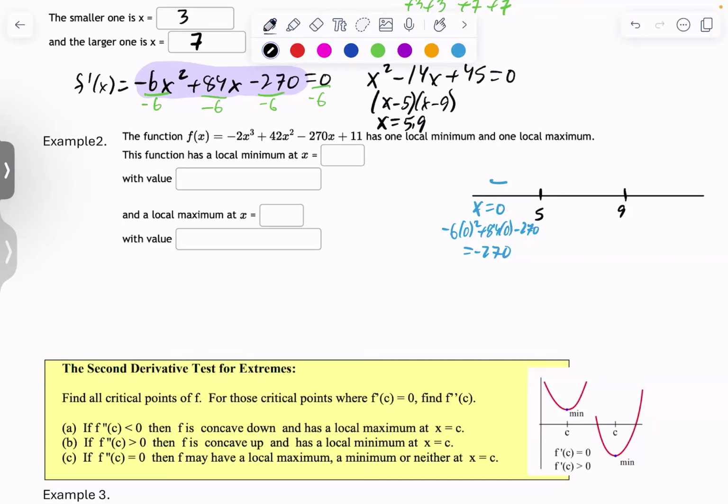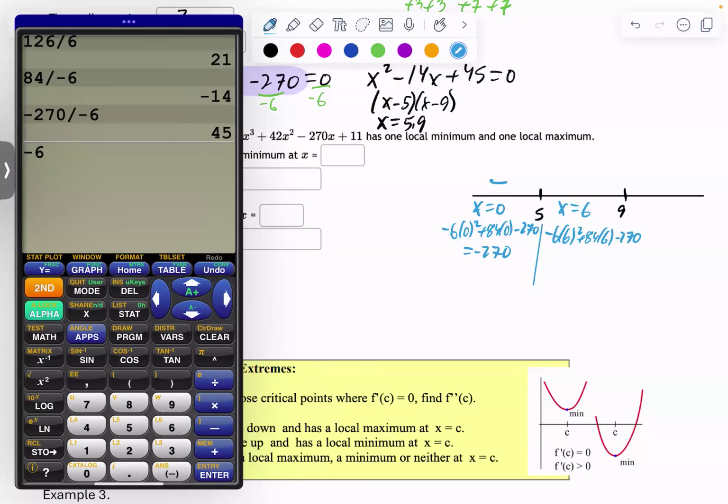And I'm going to pick a value in between. Let's pick x equals 6. So -2, 6 to the third. Oops, wrong function, sorry. -6 times 6 squared plus 84 times 6 minus 270. Let's see what we get. I'm getting 18, which the point is we have positive slopes there.